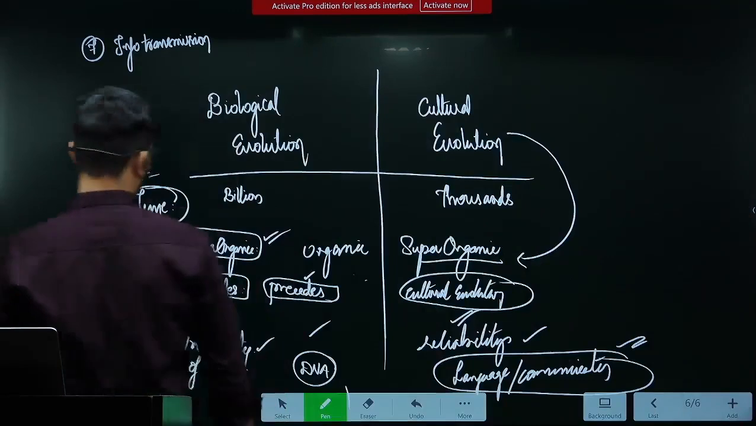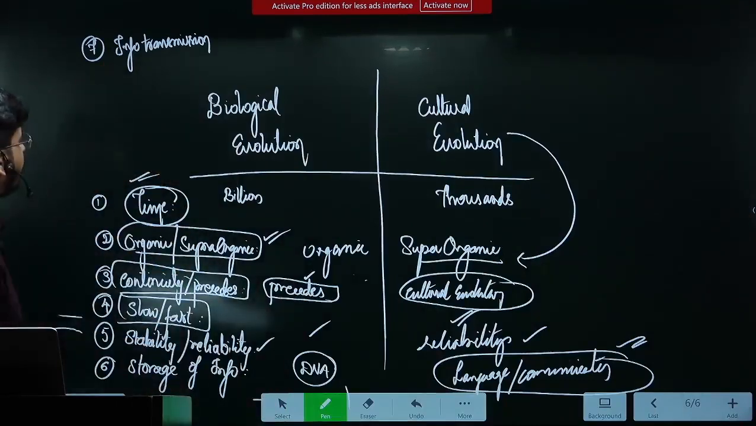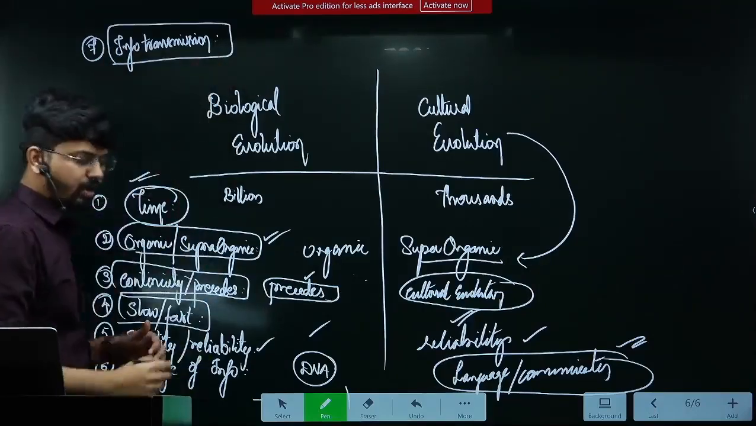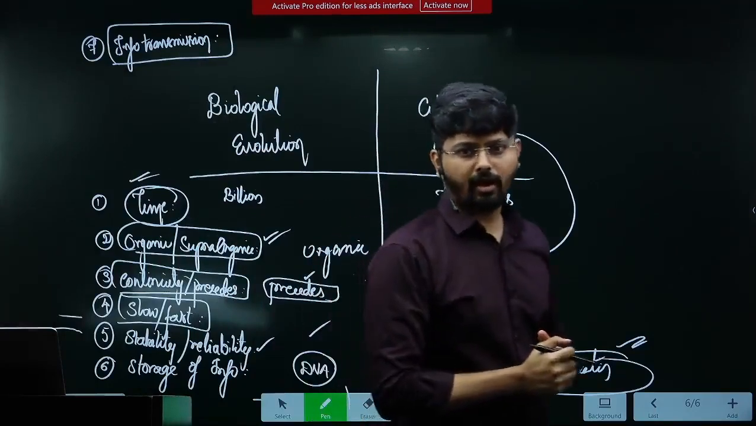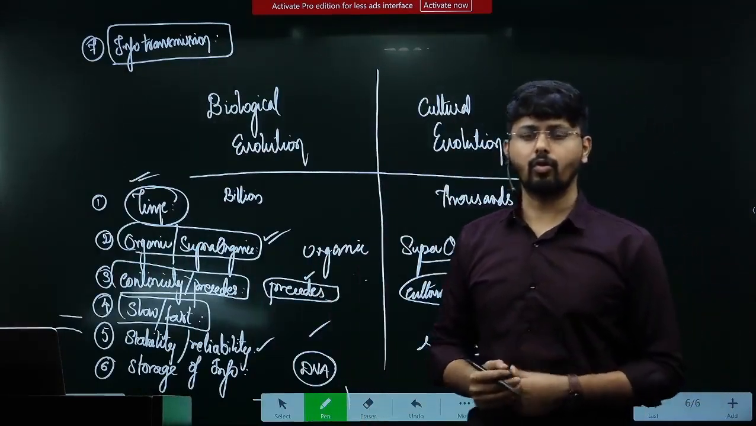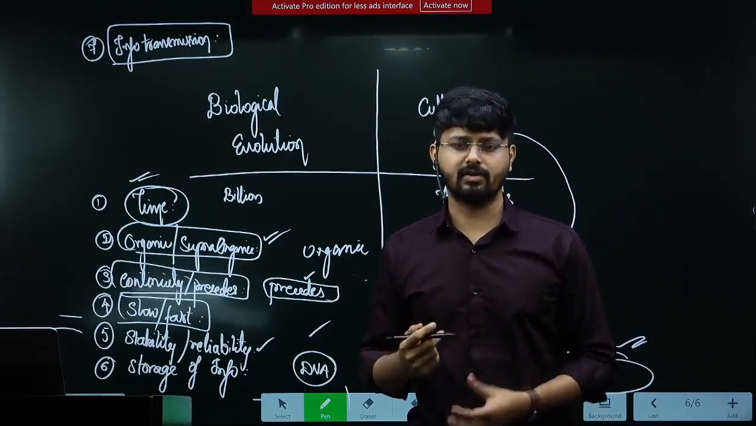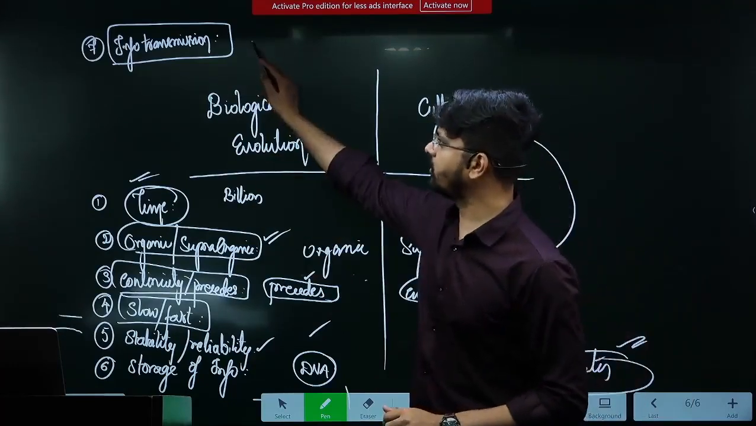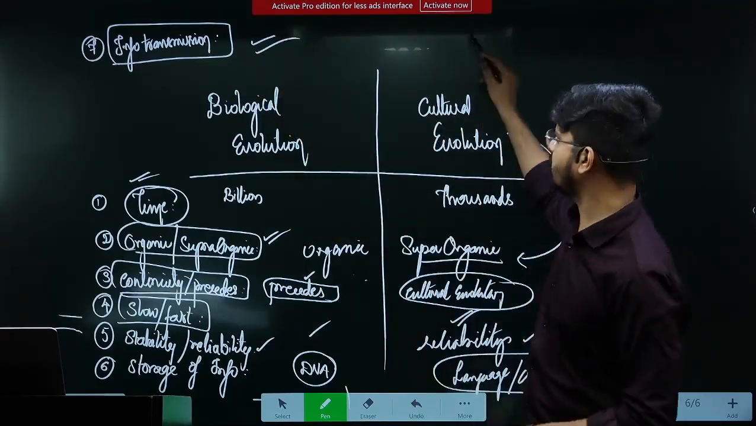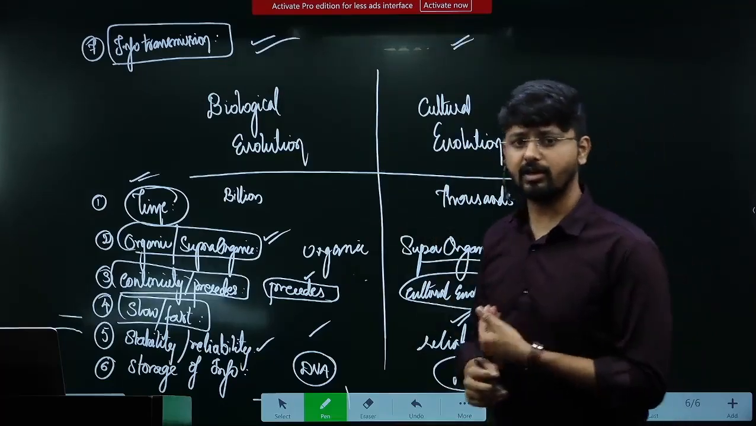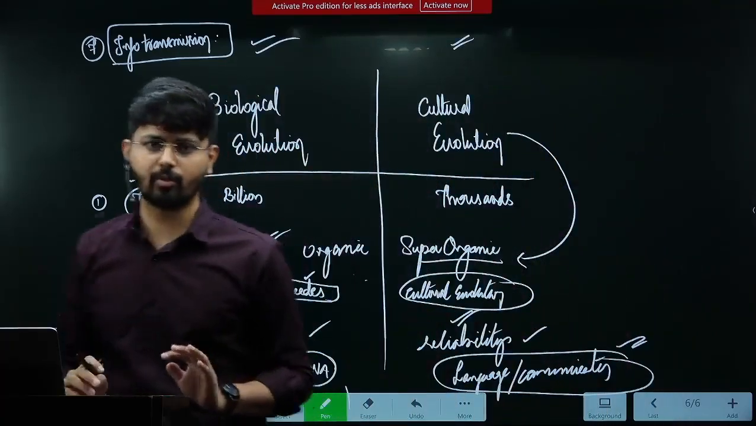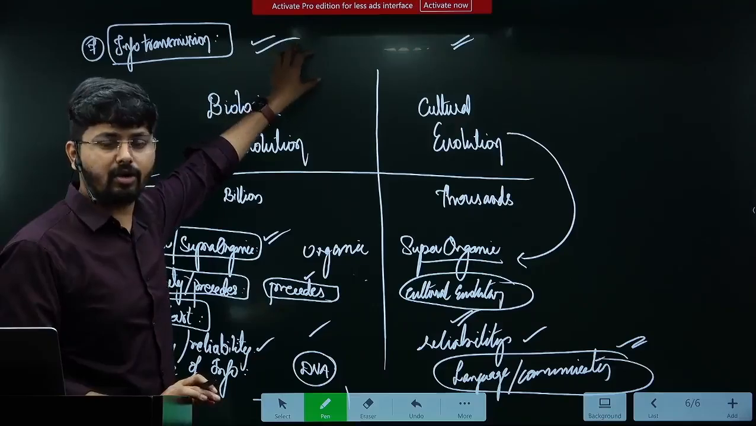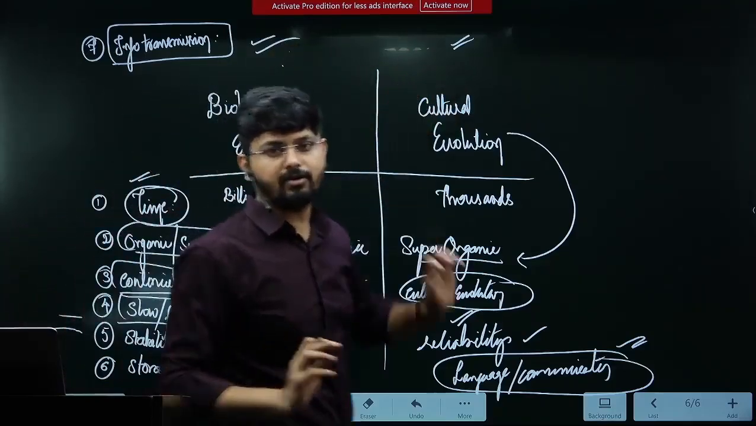Then the transmission. Information transmission, how does it happen? In biological evolution, only during the conception, that means while giving birth, this information transmission happens. But cultural evolution is continuous, and it happens through the learning process throughout life. Here it happens only at one event of life, but here it happens throughout life.